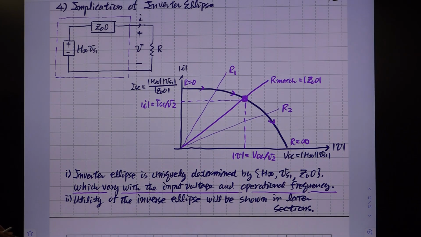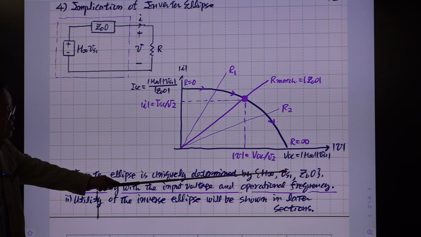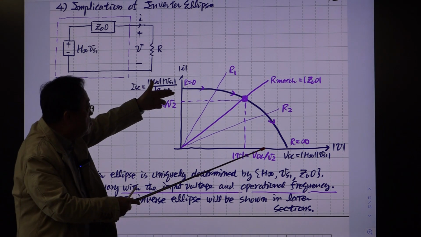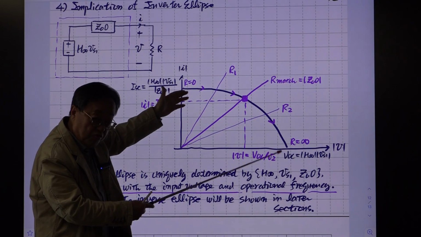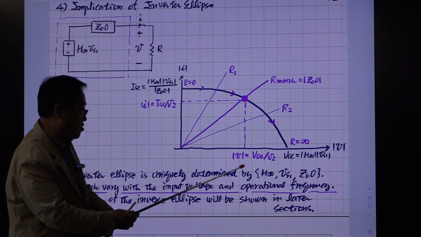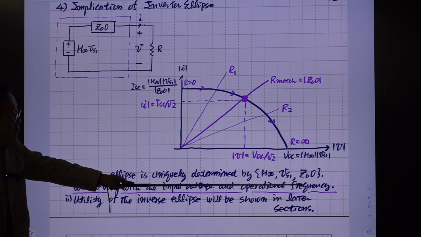Okay, so the main message here is that the inverter ellipse is unique, determined by H infinity, VS1, GO1, GOO. But that depends on the switching frequency, so this is not fixed. If you change the switching frequency, this value will change, and this inverter ellipse equation and its shape will change. So it assumes this is fixed.